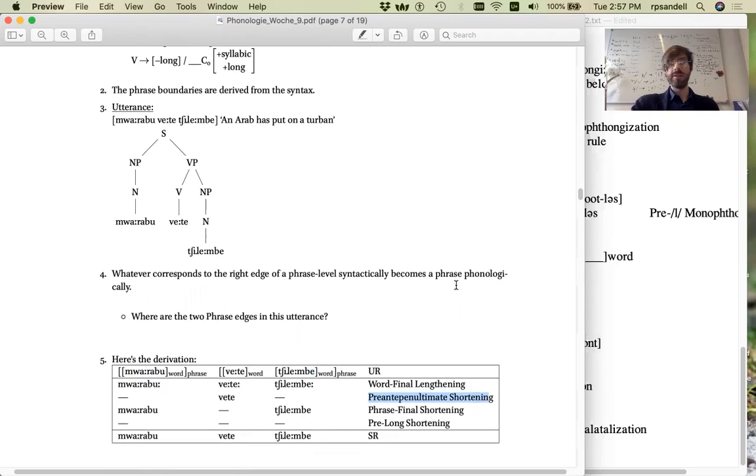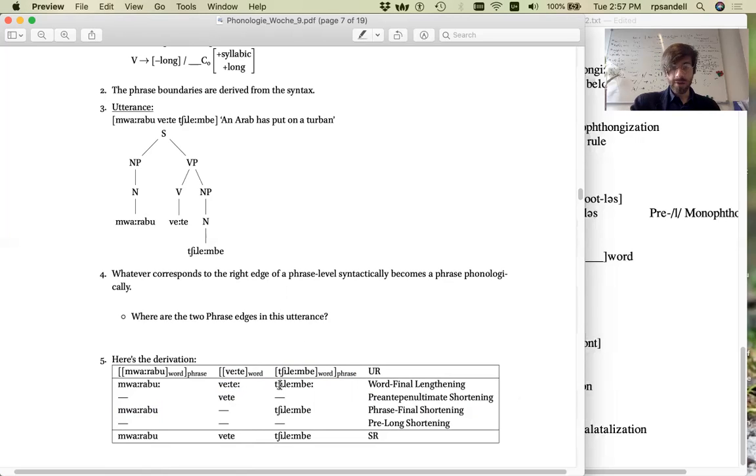Then we have this process of pre-antepenultimate shortening, which looks for a long vowel followed by 3 further vowels inside the same phrase. In this case, 3 or more further vowels within the same phrase. So within this phonological phrase, resulting from the verb phrase node here, both of the 2 long A vowels in the verb vete, following the application of word final lengthening, are going to be able to undergo this process.